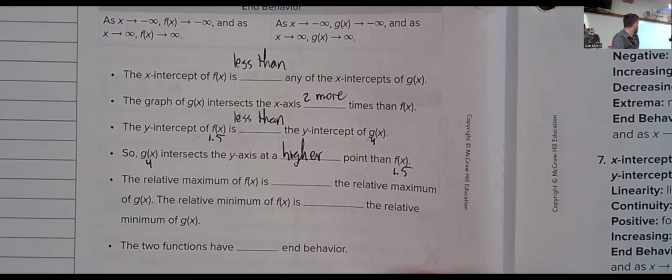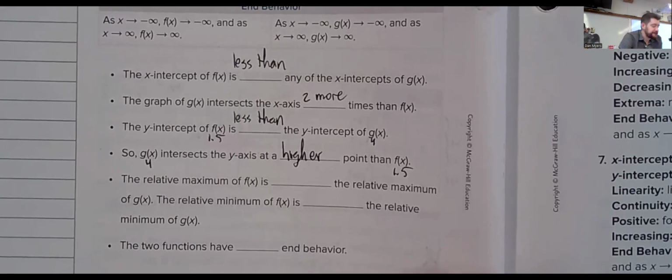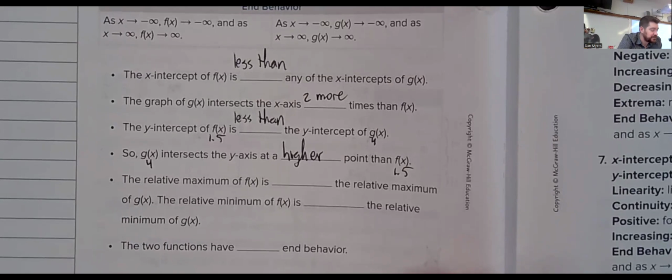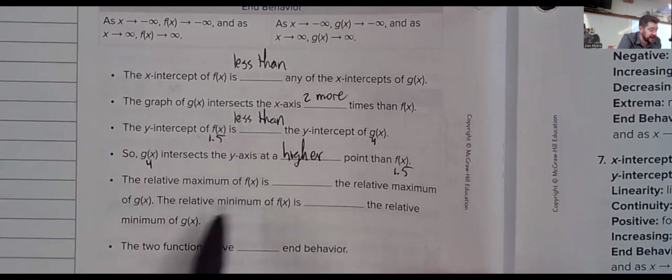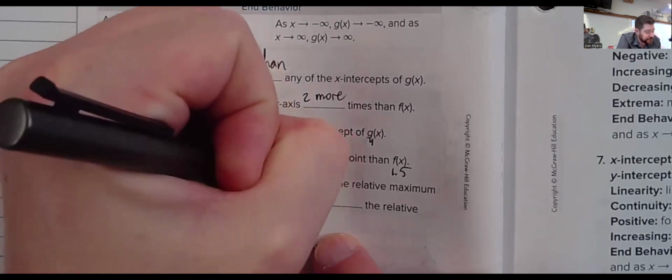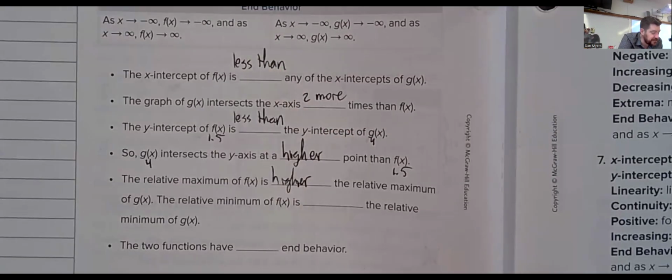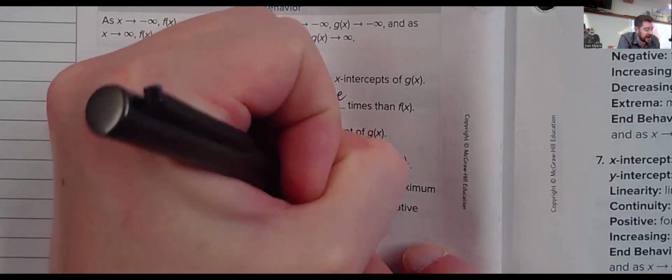The relative maximum of f of x is blank the relative maximum of g of x, higher or lower? Relative maximum of f of x is higher. Yeah, because it's 4.7 on f of x, it's 4.2 on g of x, so it's higher. The relative minimum of f of x is at 1.1, and the relative minimum of g of x is at negative 1.2, so is this higher or lower for f of x? Higher as well, yeah. Or if you want to write more than, that's fine too, higher, more than, whatever you want.